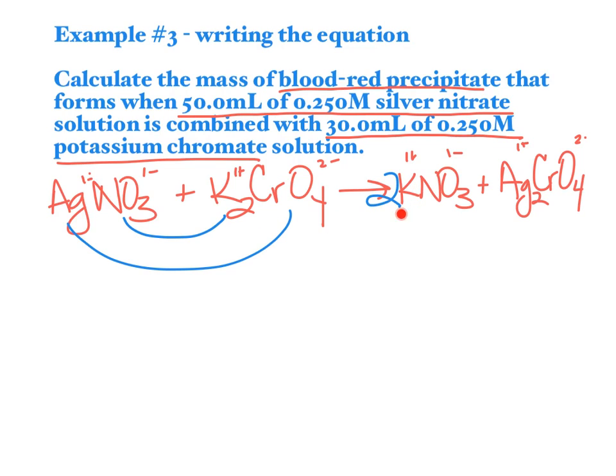And now I've got 2 potassiums and I have 2 nitrates now. I also have 2 silvers over on this side, so I can put a 2 over on this side, and things are just going to magically work themselves out. I love when it works out like that. So now I have my complete balanced equation.